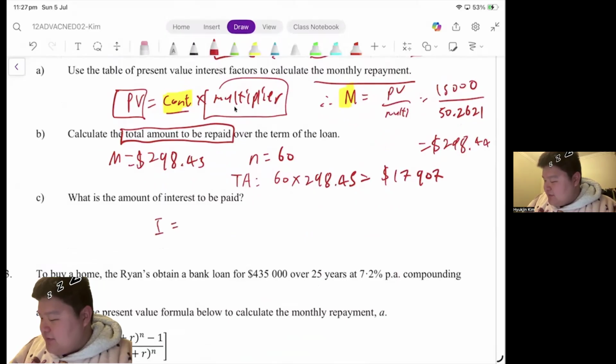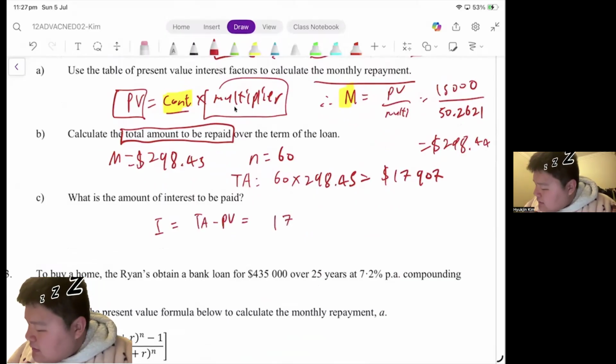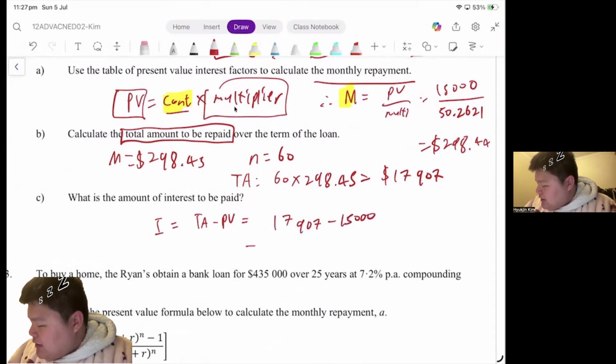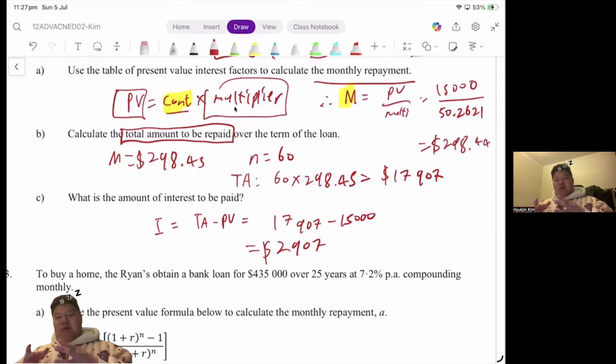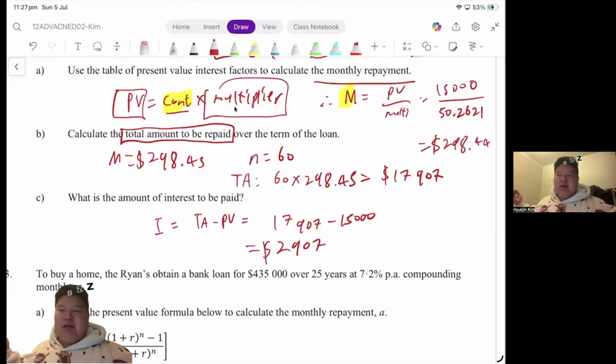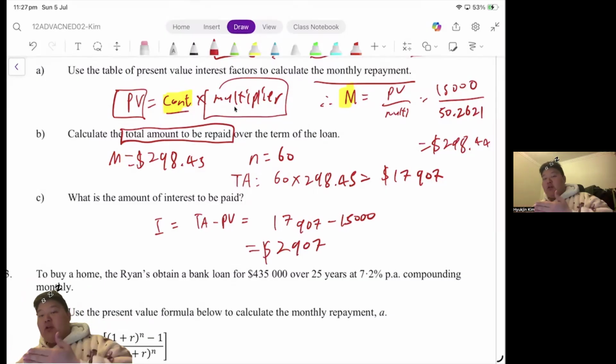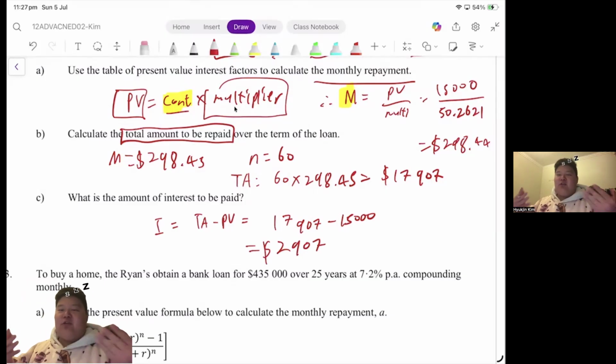Interest equals total amount minus the present value, which is 17,000 minus 15,000. So we can essentially see that present value literally just means how much it is worth before interest has been accrued, right? Before the growth is applied. In an investment sense, present value would be before growth, how much would it be worth? For a loan sense, before interest, how much is it actually worth?